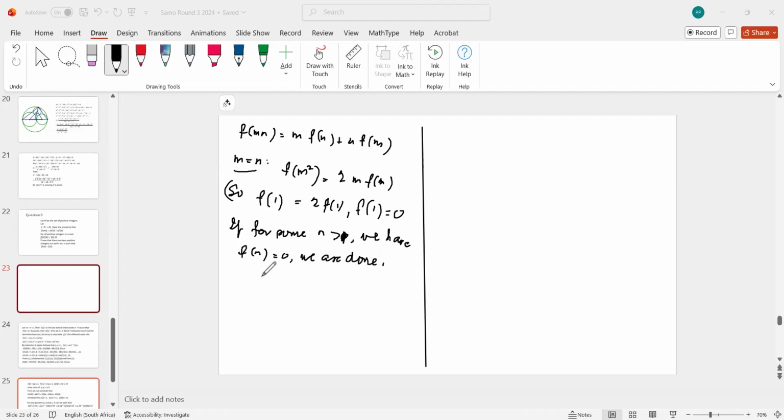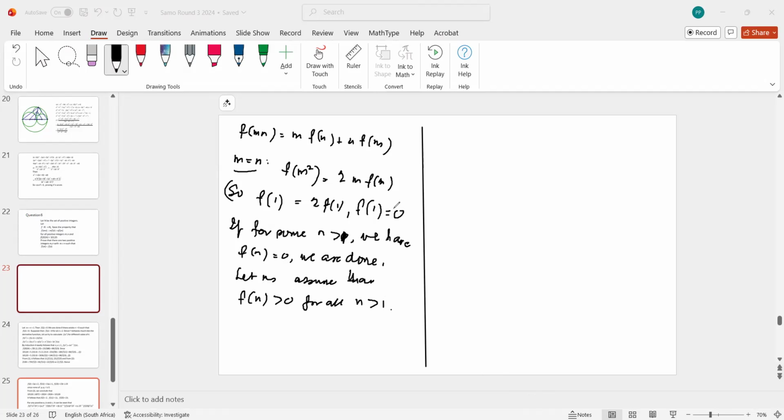Right? So let us assume that f of n is not equal to 0 now. It's greater than 0 for all n greater than 1. Whenever n is greater than 1, we don't want f of n to be 0. If it is 0, then we are done. So we can make this assumption. Bear that in mind, it is quite useful.